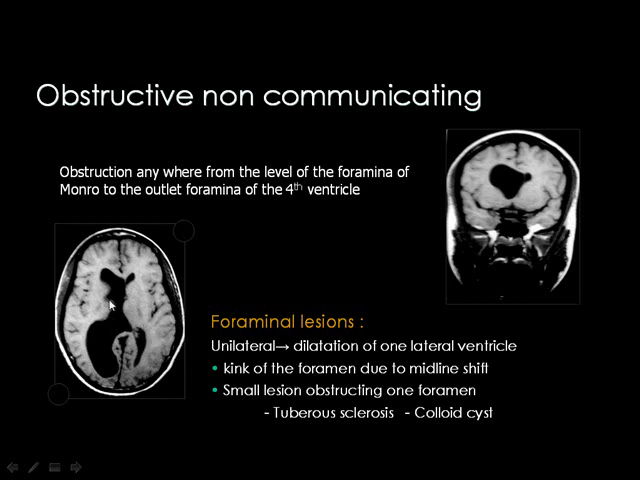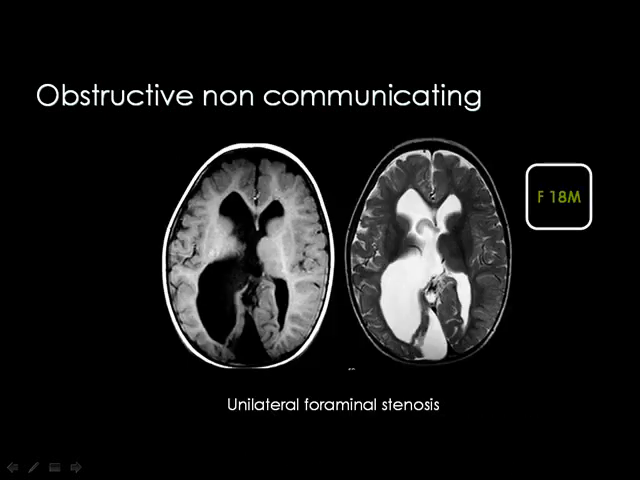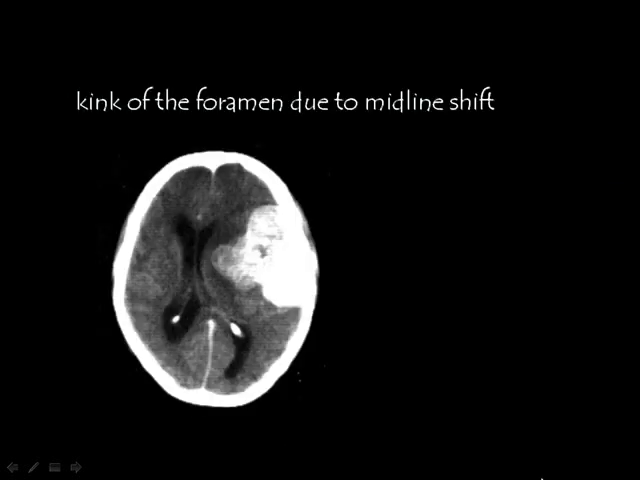Either congenital stenosis of the foramen of Monro, or a kink of the foramen of Monro in cases of tumors causing shift of the midline structure to the opposite side. If you look at this example, this is an MRI, T1 and T2 weighted image. The right lateral ventricle is markedly dilated, the left lateral ventricle is almost normal, and this is the case of a female patient 18 months old with unilateral congenital foraminal stenosis on the right side.